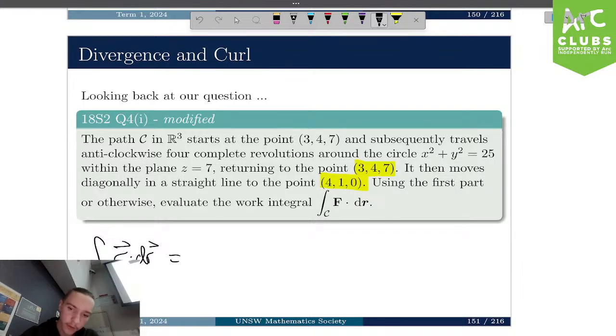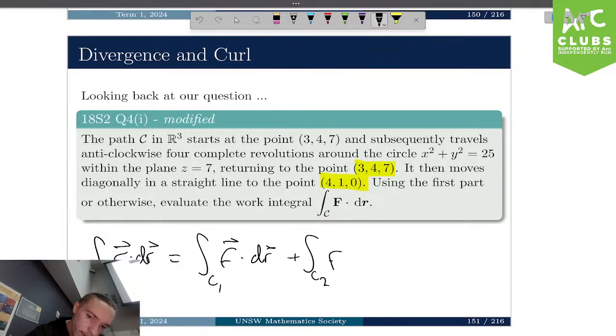So we can say that, well, the integral of F dot dr is C1, which is the 4 revolutions it does around the circle, and this is the straight line that it moves in. And I'm going to put a circle on here because it's going in a closed loop. And we know that the line integral of a conservative vector field on a closed loop is 0.